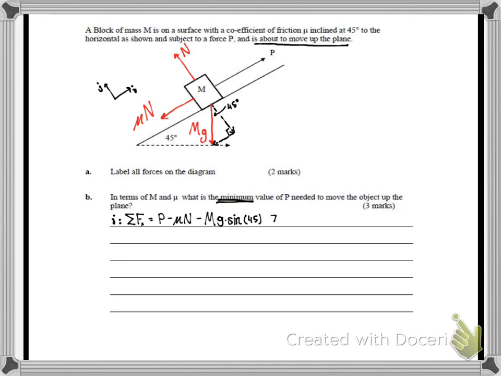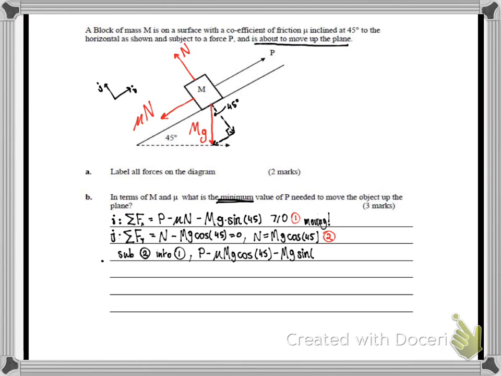So we consider the equation of motion in the i direction. P subtract mu times N, subtract the component here. And that has to be greater than 0, so it starts to move in that direction. Alright, so there's our first equation. Now, vertically, we see that the normal reaction force balances out with the cos component of the weight force. So we get this expression for the normal reaction force. Very good. Let's substitute that back into equation number 1.